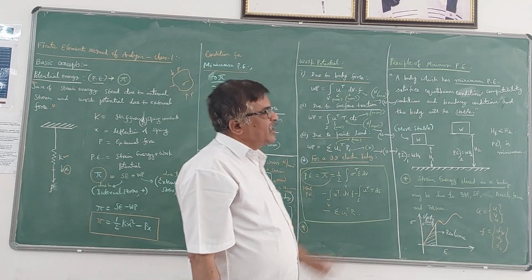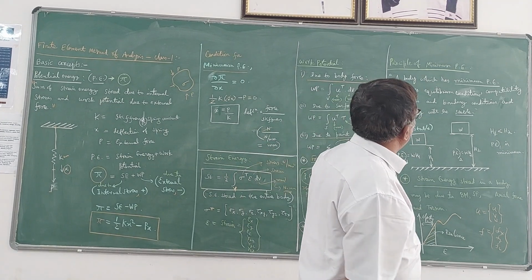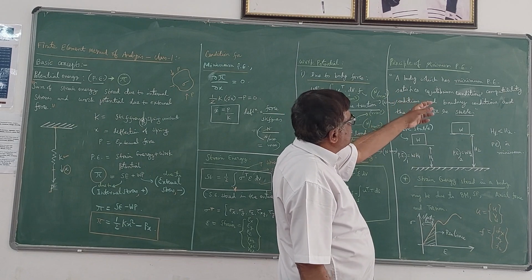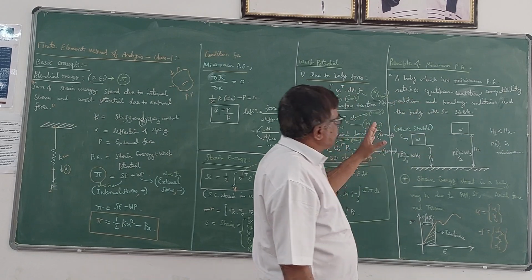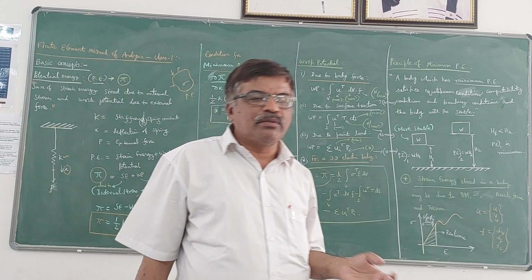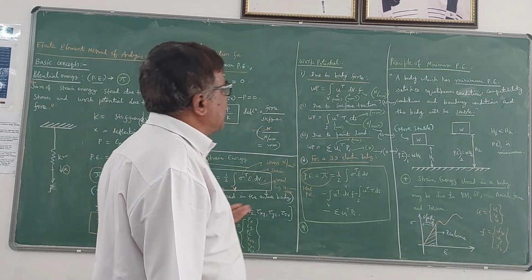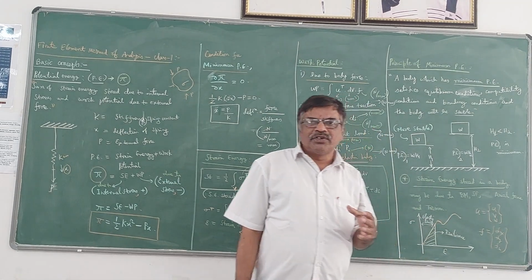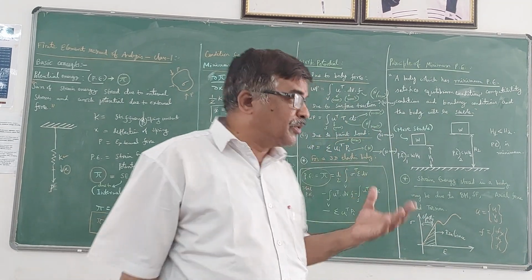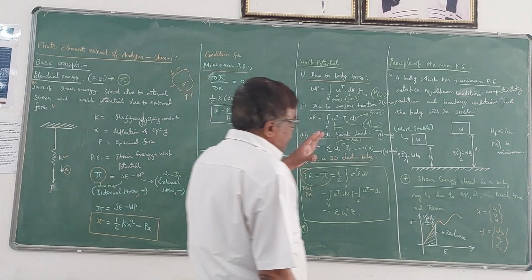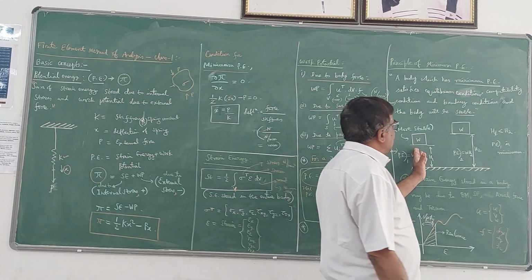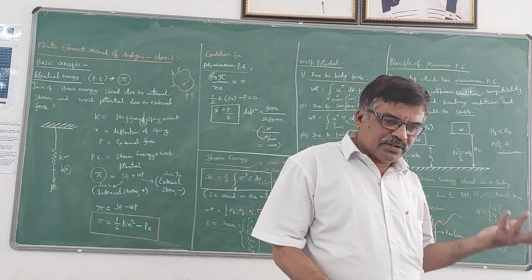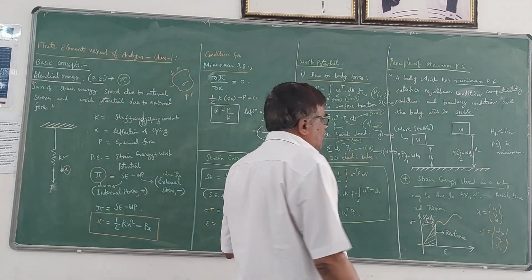Now we will come to a very important principle called the principle of minimum potential energy. It states that a body which has minimum potential energy satisfies 3 conditions: the equilibrium condition, the compatibility condition, and the boundary condition, and the body will be stable. I can explain that with an example here. Consider a body of weight W, or mass M, so M into G becomes W.